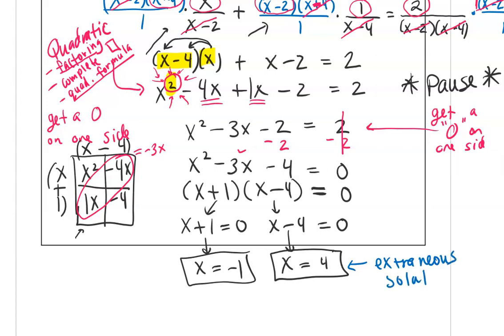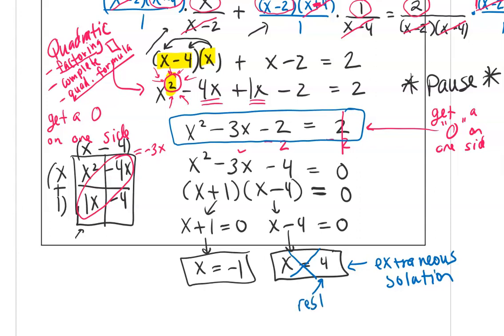That means that it was a solution to the quadratic equation that I changed my rational equation into, but it's not an actual solution for my rational equation because it was a restricted value for my rational equation. That was the one at the very beginning that had x's in the denominator. I can't let those denominators be 0, so I can't let x be 4. And even though it's a solution to this quadratic equation, it's what we call an extraneous solution, so it's not one of our actual solutions.